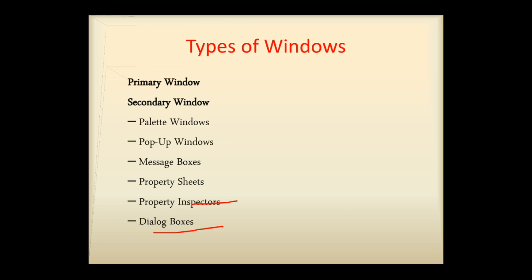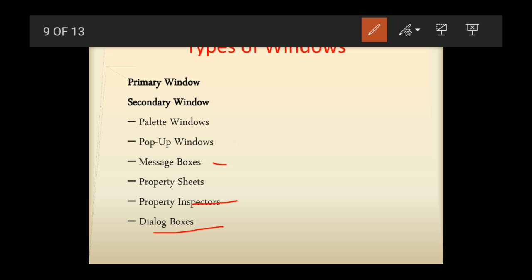Similarly, we have message boxes. Message boxes are used to provide information about a particular situation or condition. It's again a secondary window, and the types of message boxes that exist could be one that offers information, another could be the warning box, and another could be a message box which shows some critical information, right?